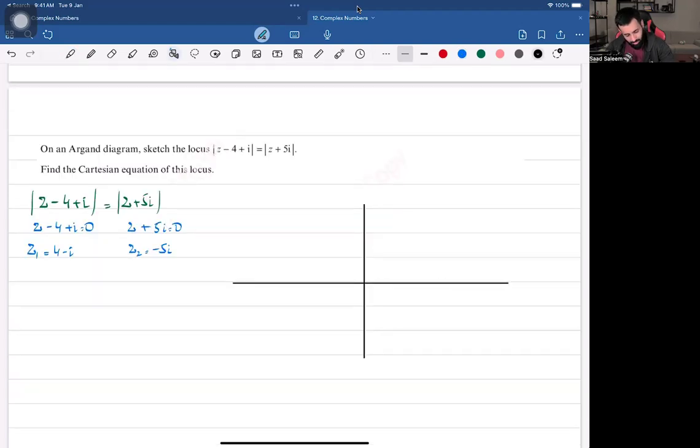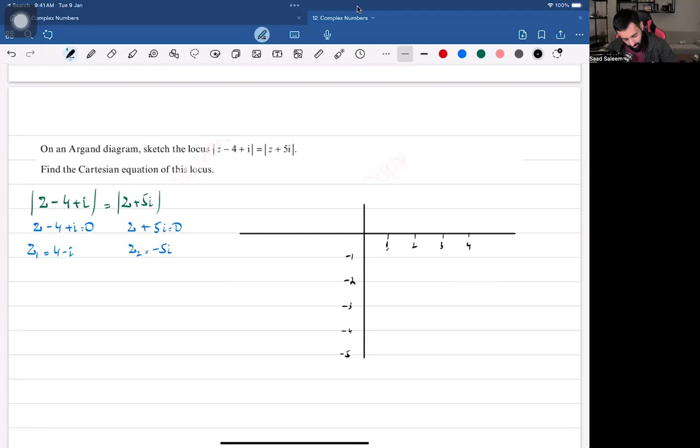Let's try and be a little more accurate over here. So this is 1, 2, 3, 4, minus 1, minus 2, minus 3, minus 4, minus 5. So 4 minus i is going to be over here. This is the real axis, this is the imaginary axis, and then minus 5i is going to be somewhere over here. You don't have to join these 2 points, but you can make a dotted line to get an idea. And the perpendicular bisector, which we're going to draw, is going to be something like this.